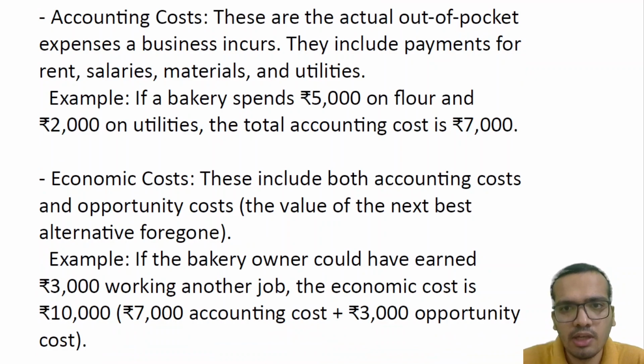Second comes economic cost. These include both accounting cost and opportunity cost, the value of the next best alternative foregone. Example, if a bakery owner could have earned rupees 3000 working in another job, the economic cost is rupees 10000, that is accounting cost of rupees 7000 plus 3000 towards opportunity foregone.